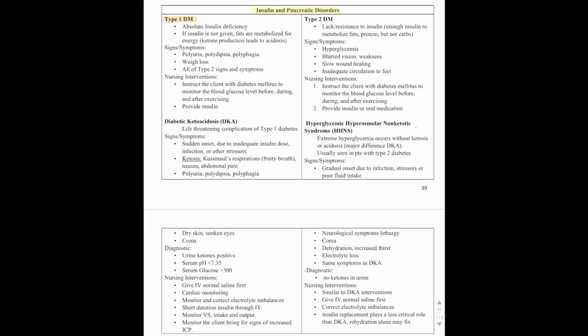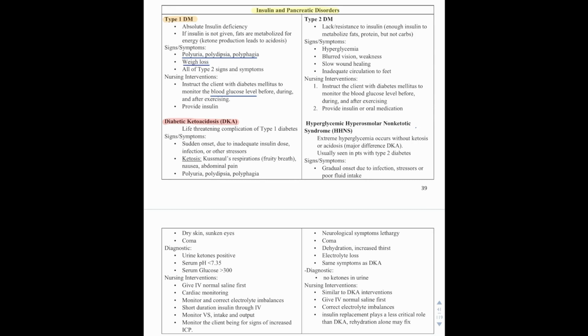So signs and symptoms are polyuria, polydipsia, polyphagia, and weight loss. These are key to remember because this is what differentiates from type 2, because you're also going to have all of the same signs and symptoms that are in type 2, in addition to polyuria, polydipsia, polyphagia, and weight loss. Nursing interventions are to instruct the client to monitor their blood glucose levels before, during, and after exercise, and to provide insulin. Then we might see something called diabetic ketoacidosis. This is a life-threatening complication of type 1 diabetes. It is a sudden onset due to inadequate insulin doses, infections, or other stressors.